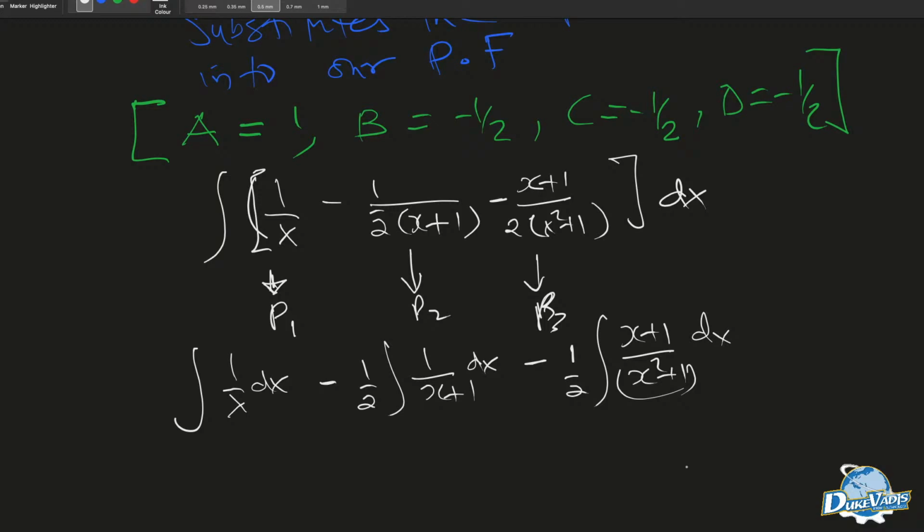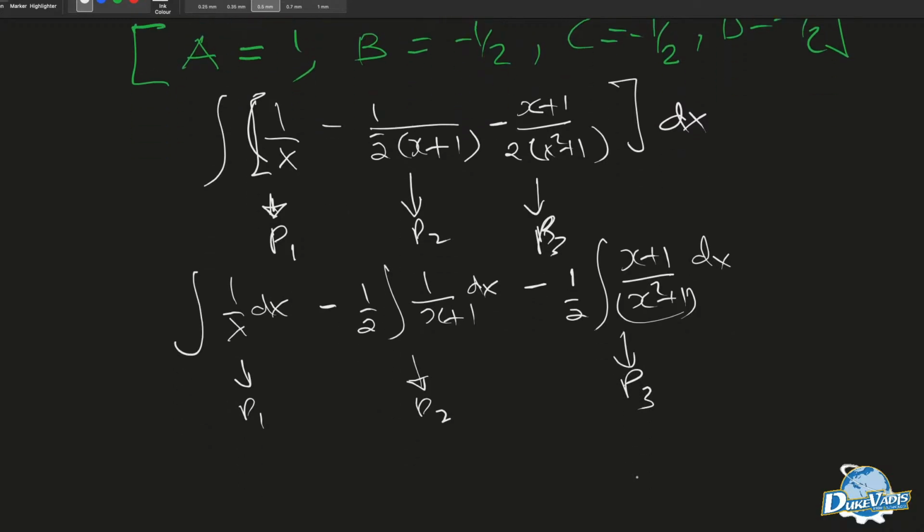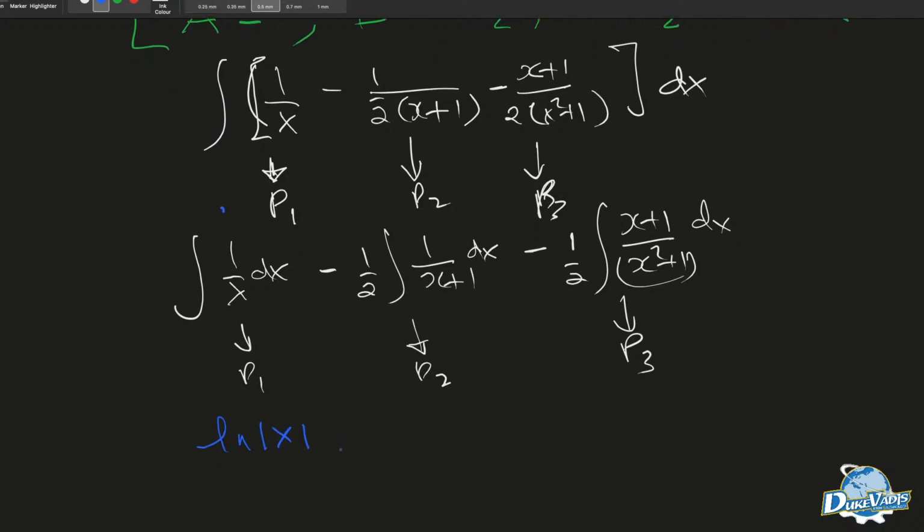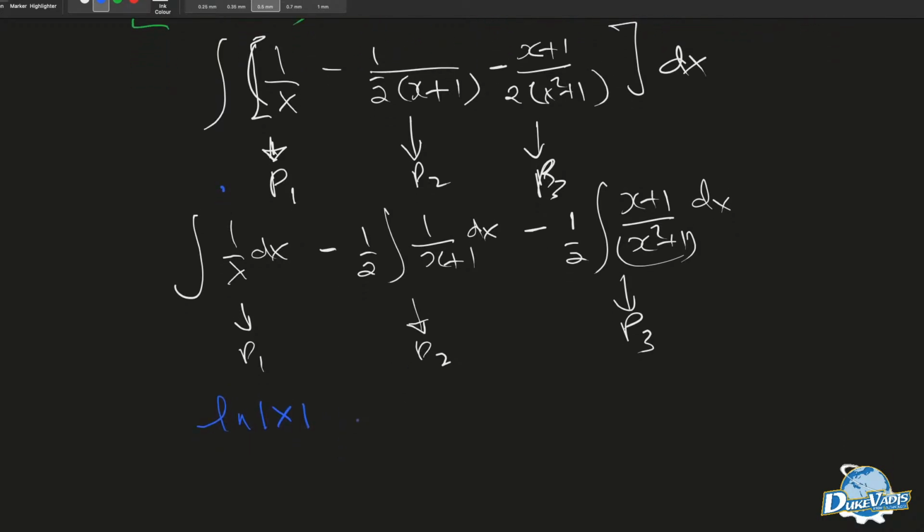Straightforward, we can deal with P1 and P2. Then we have to look at P3. Okay, so now we all know when we integrate 1 over x, okay, like this, we are going to get the natural log of absolute value of x. The next one, the P2, will be minus half natural log of absolute value of x plus 1.